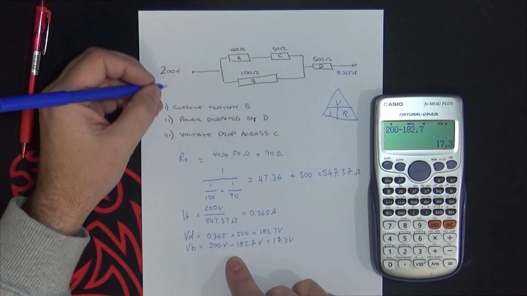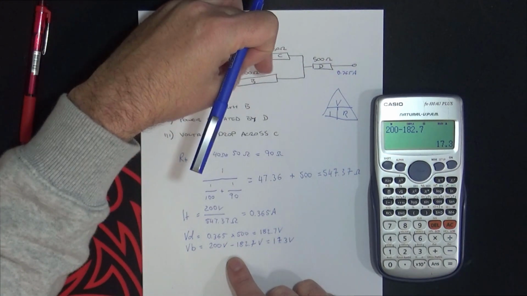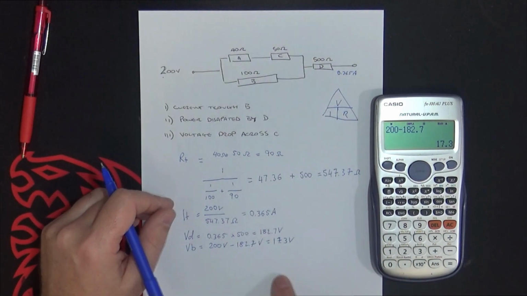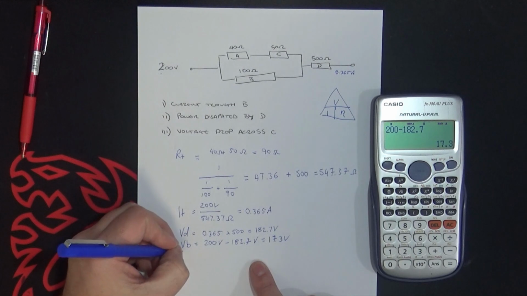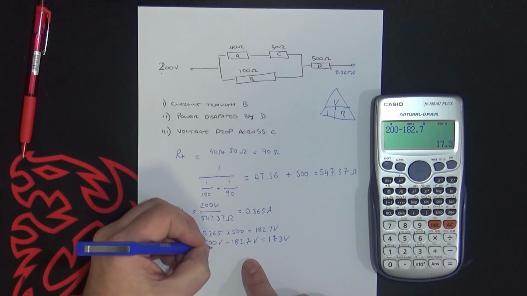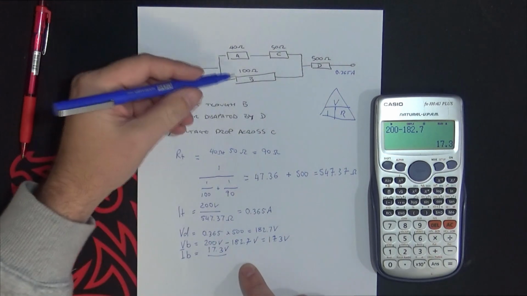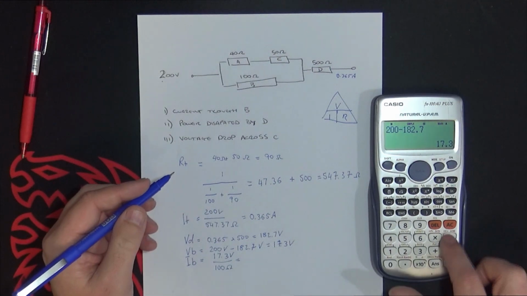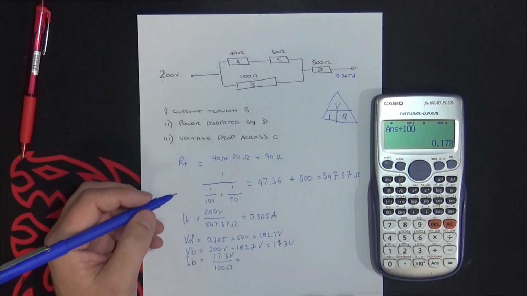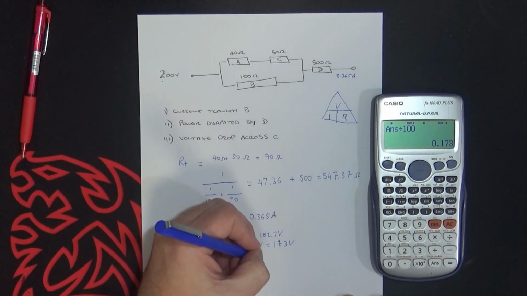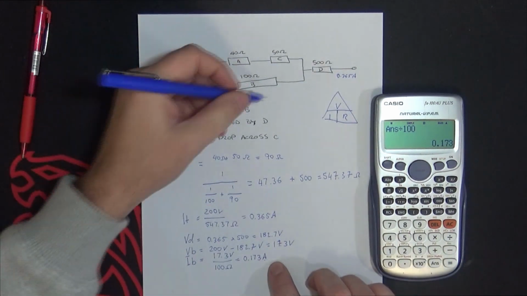Alright, so now we're going to look for this first part, the current through resistor B. So again, I equals V over R, so IB equals 17.3 volts over 100 ohms. So divide that by 100 ohms equals 0.173 amps. So that's the answer to that first bit.